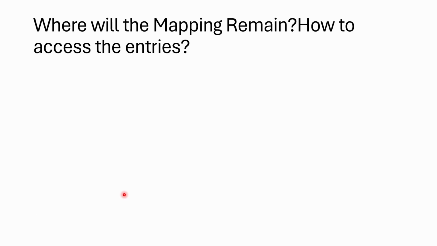Now the next question is, where will this mapping remain? Whether it will remain on the blockchain, whether it will remain in the system's memory, where will it remain? It actually remains on the blockchain.